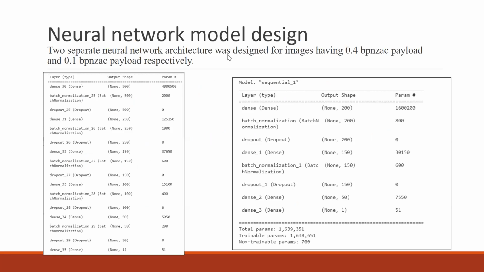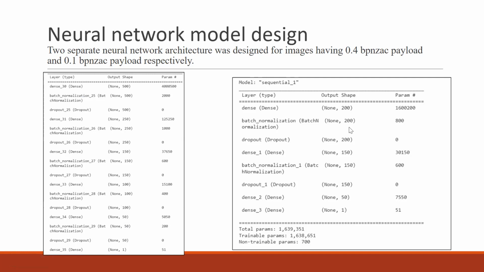So this is the neural network model design we use. First one is for the 0.4 bpnzAC, and the other one is for 0.1 bpnzAC. This is a 5-layer model. The first layer has 500 neurons, the second has 250, the third has 150, the fourth has 100, and the last one has 50 neurons. And we have added a batch normalization layer, a dropout layer, and some regularization in the middle to avoid the model getting overfitted.